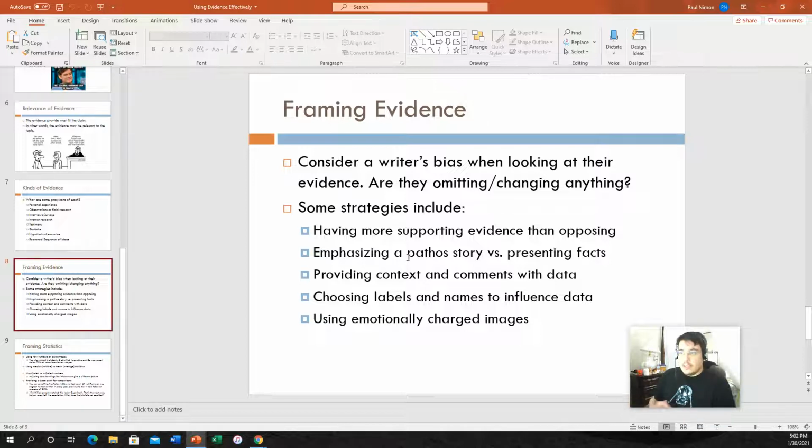Okay? This is the idea of using personal anecdotes versus facts. Personal anecdotes don't qualify as facts. You want to always provide context and comments with data. You want to choose sources that you think your opponent is going to trust.